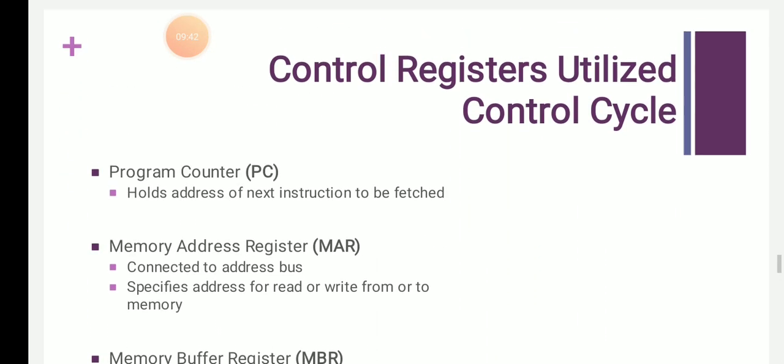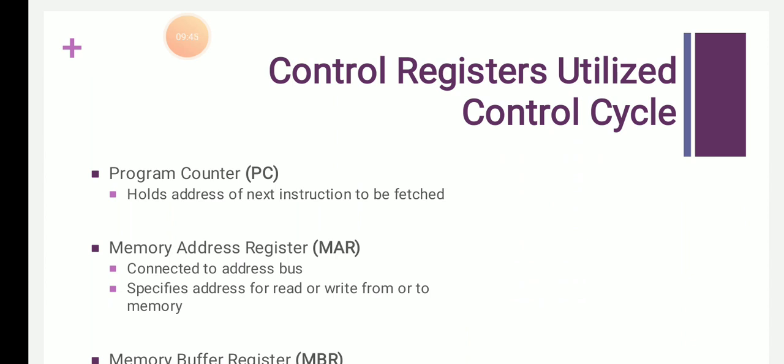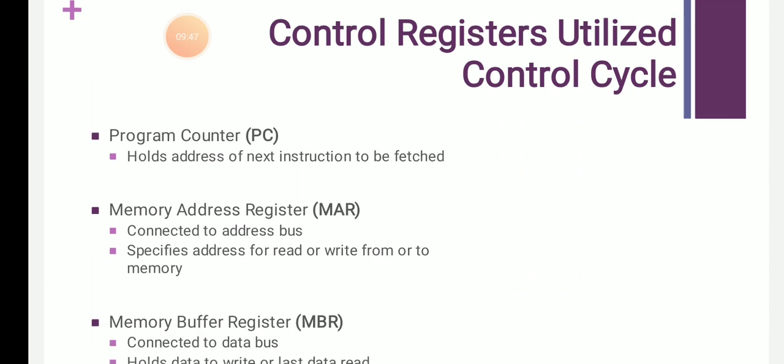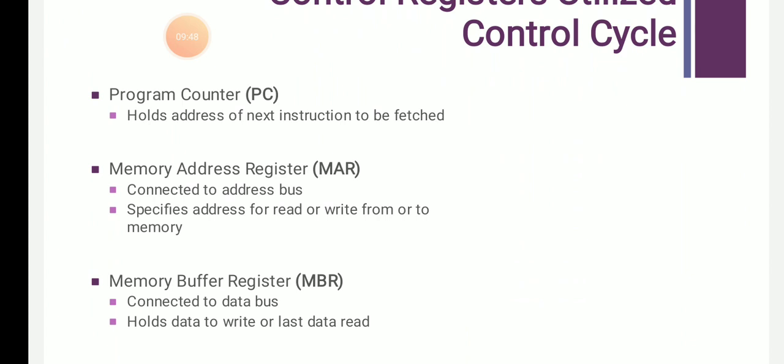Next we will discuss the control registers utilized in control cycles. So how are you going to use the control cycles? First one, program counter. Every time you are going to use it for what? Program counter, while executing that program, holds the address of the next instruction to be fetched. It holds the address of the next instruction to be fetched.